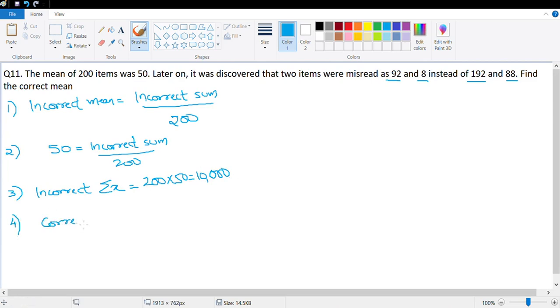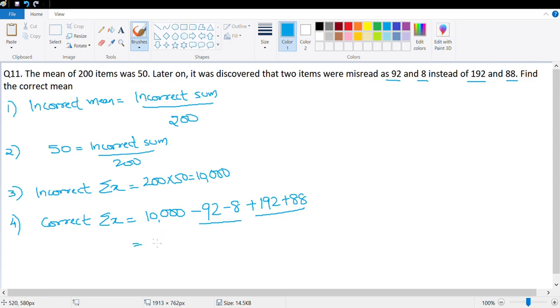So correct summation of x would be equal to 10,000, out of which we'll have to subtract the wrong numbers and add the correct numbers. So they were misread as 92, which means 92 is the wrong number, and misread as 8, which means 8 is the wrong number, and add the correct number. So the correct number is 192 and 88. So I have added the correct numbers and I have subtracted the wrong numbers.